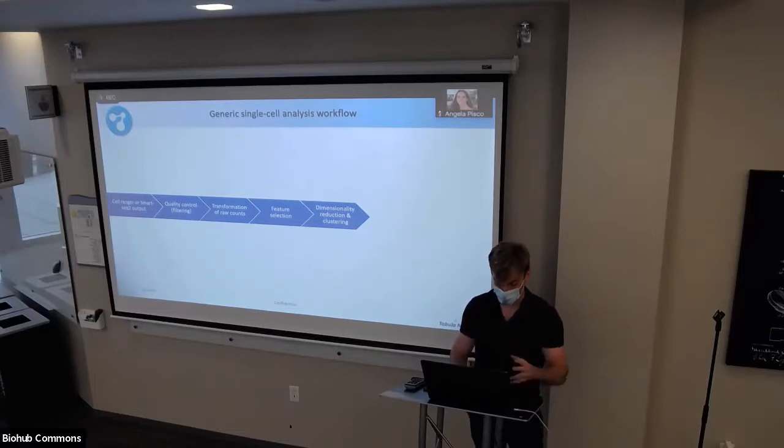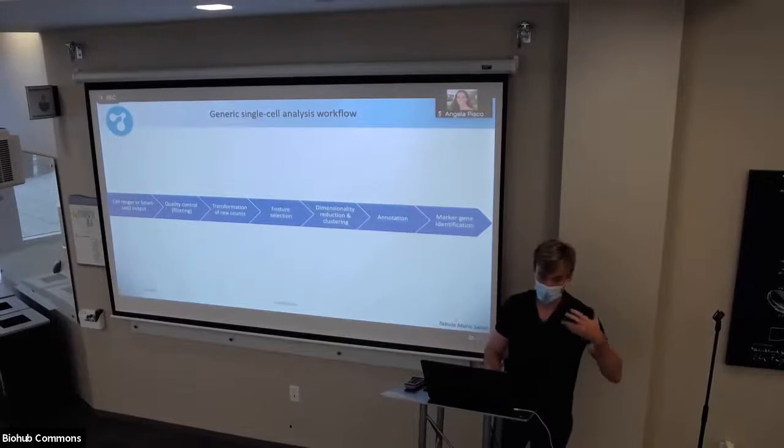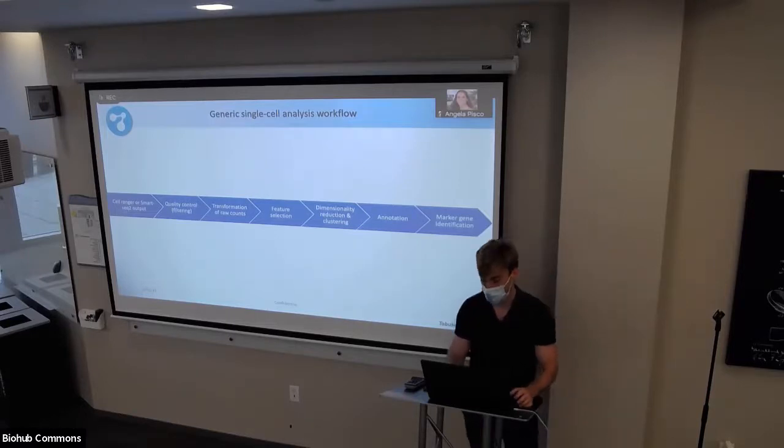Given your 2D projection, which I'll show you in the next slide, you can then start annotating these data sets. And then once you have your annotations, you can then do marker gene identification. Marker gene identification amounts to just doing some statistics to figure out which genes are statistically enriched in which cell types. And then you can go through and actually use that to help improve your annotations, perhaps.